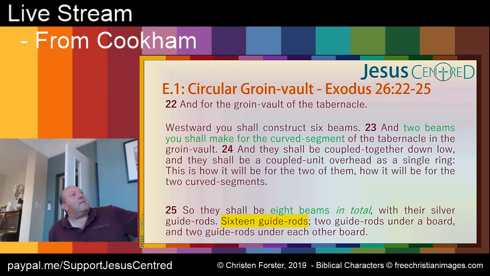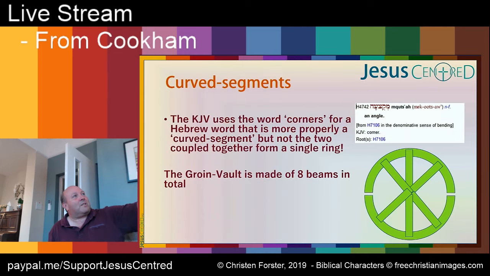And this is how it'll be for the two of them and how it'll be for the two curved segments. So there should be 8 beams in total. I've put the words "in total" in italics, that's why you've got 6 at the beginning, 2 that are curved, which means 8 in total, with their guide rods, with those rods which you've coupled them together with. They go underneath the wood, but the whole thing is going to actually sit overhead. So all that's put in there. So that's what it's going to look like eventually.